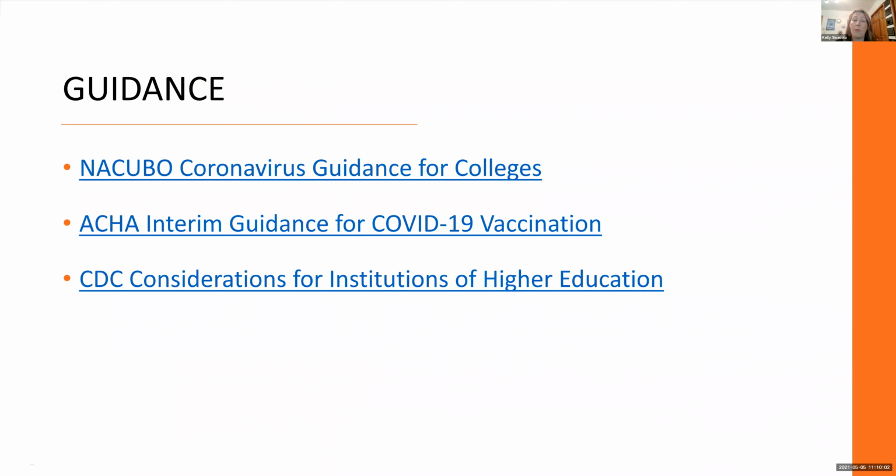We've also seen emerging guidance from the organizations that we trust at campuses across the country. NACUBO has published coronavirus guidance for colleges. ACHA has interim guidance for COVID-19 vaccinations and guidelines on how to make those requirements. And the CDC is also offering considerations for institutions of higher education.